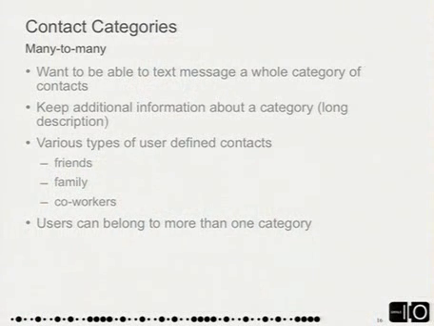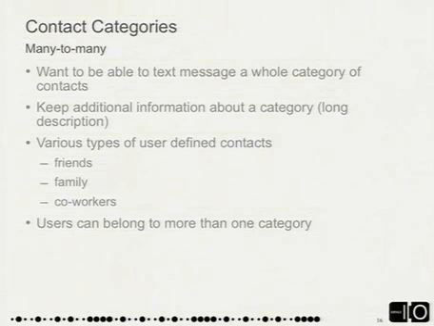But now we want to be able to categorize our contacts. Let's say one of the things we want to add to our application is to send a text message to all of our friends, or we need to send a text message to all of our coworkers. We want to be able to organize our contacts into groups. We might want to keep additional information about these particular groups, like a longer description that might have additional instructions that are useful to us, but I'm sure you can imagine other models that will need more information.